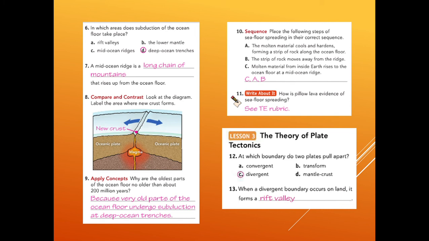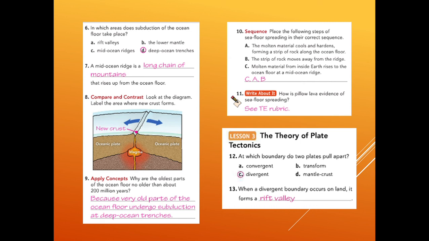Then we have number 12. At which boundary do two plates pull apart? So we have to go back to the movement of the plate tectonics that we were analyzing. And basically, when two plates are pulling apart or they are separating, we call that movement divergent. Okay? And the last one that we're going to discuss for today is number 13.